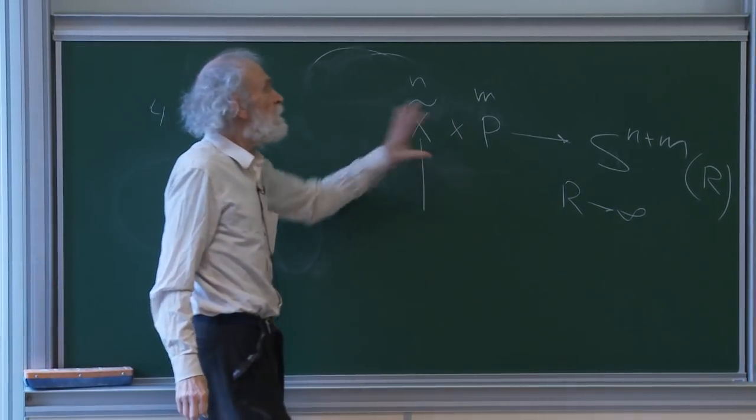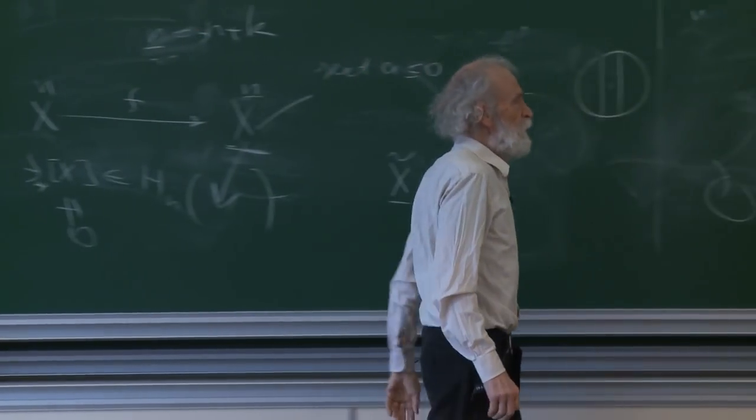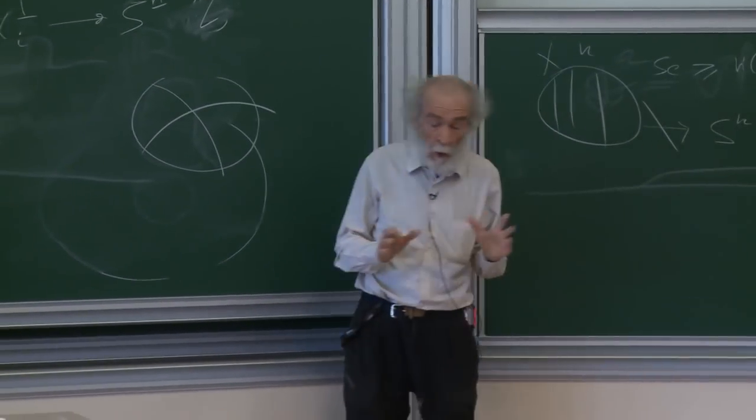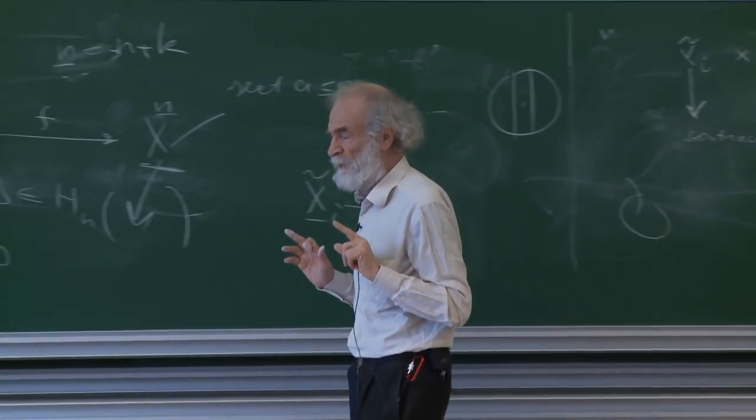And then this has non-negative scalar curvature, either by taking the pullback of some bundle and applying the index theorem, or by using minimal surfaces, which I now want to explain.